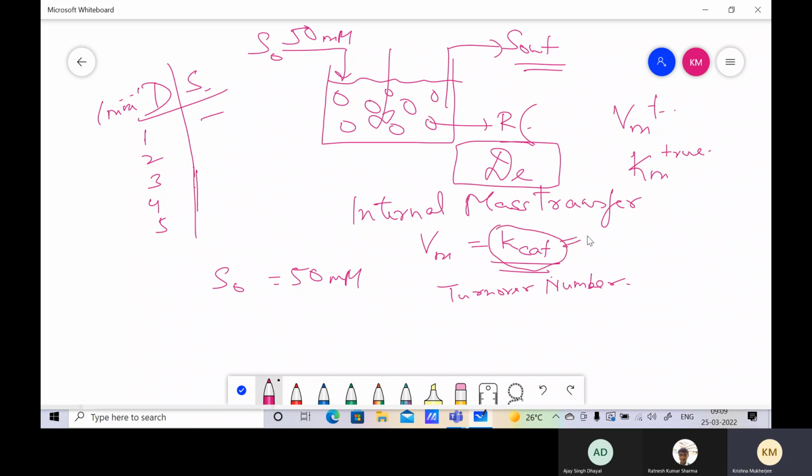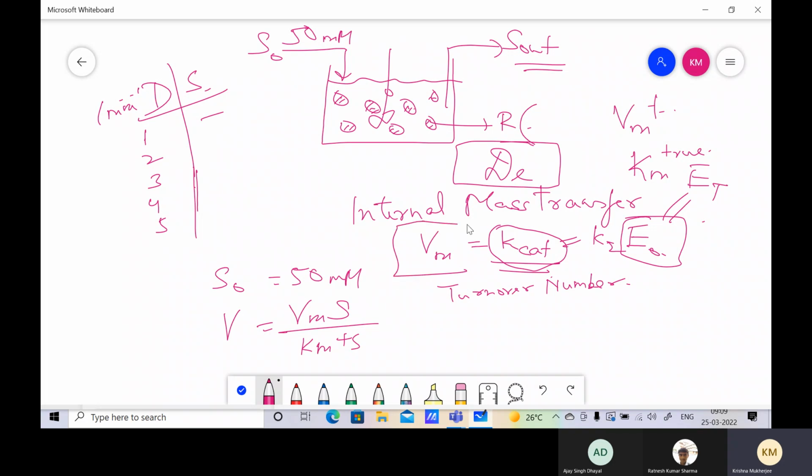K-cat is also K2. And if it is simple Michaelis-Menten kinetics, V is equal to Vmax S upon Km plus S. What is Vmax in terms of K2? It's equal to K2 into E naught. Now, if you know the amount of enzyme that has gone inside, and if you know the weight of the beads, then theoretically you can find out E naught, because this is the E total. And so that into K2 will give you your K-cat, and you can know your Vmax.